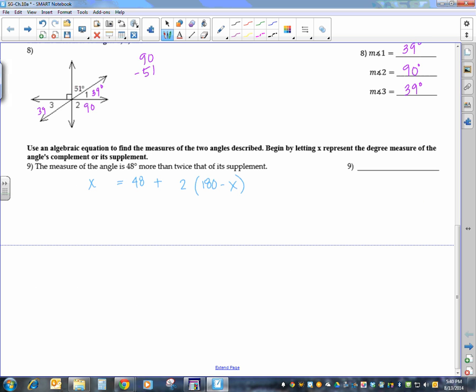So we have to distribute. x equals 48 plus 360. Remember, that's 2 times 180, and we have to do 2 times x, so it would be minus 2x. So bring my 2x to the other side is going to give me 3x. 48 plus 360 is 408. Divide both sides by 3, and you will find that x equals 136.